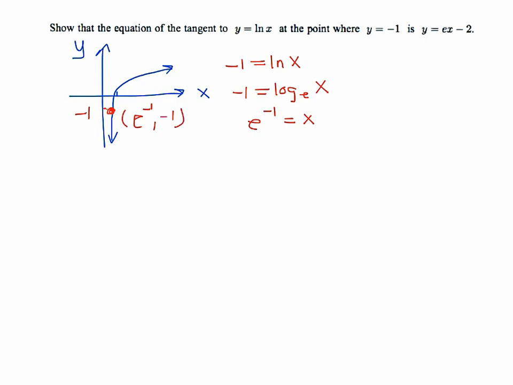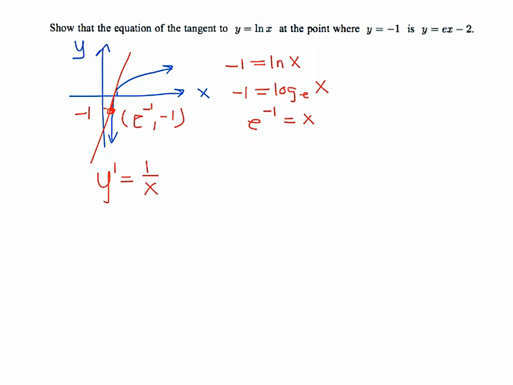Now, we want to find the equation of the tangent at this point. So equation of the tangent looks like this. And to find the equation of the tangent, first we need to find the slope. That means we need to take the derivative of y. Y is equal to ln of x, so y prime, the derivative is equal to 1 over x.